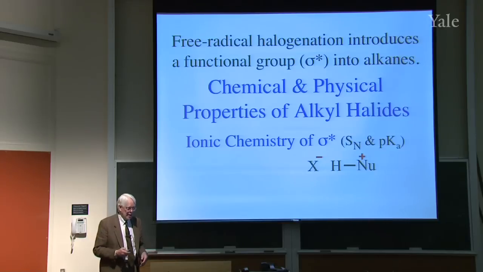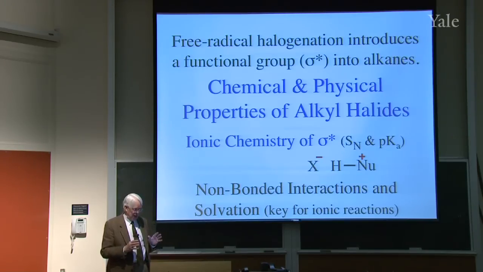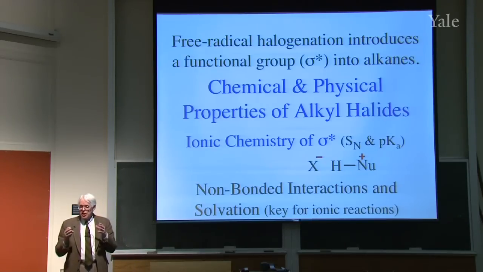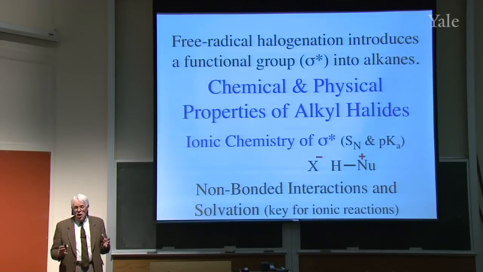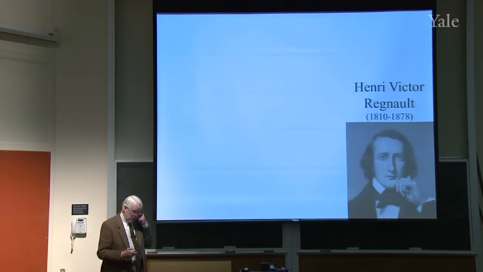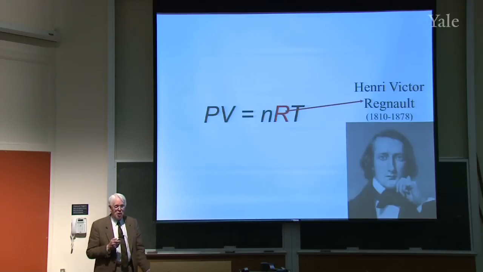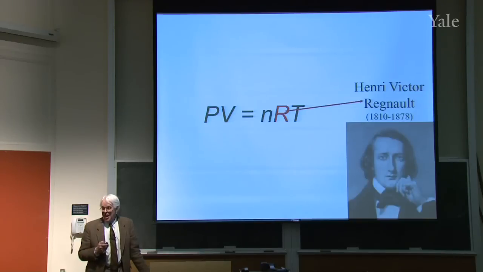Now, in the process, this makes ions, right? So we have to go beyond the molecules themselves in thinking about this reaction, because non-bonded interactions and solvation turn out to be key for ionic reactions. You can't just look at the reacting species, you have to look at the surroundings, which makes everything ever so much more complicated. Now this is Henri-Victor Regnault, who lived in the middle of the 19th century. The R comes from Regnault because he did a lot of thermodynamic work. So PV equals nRT is this man.